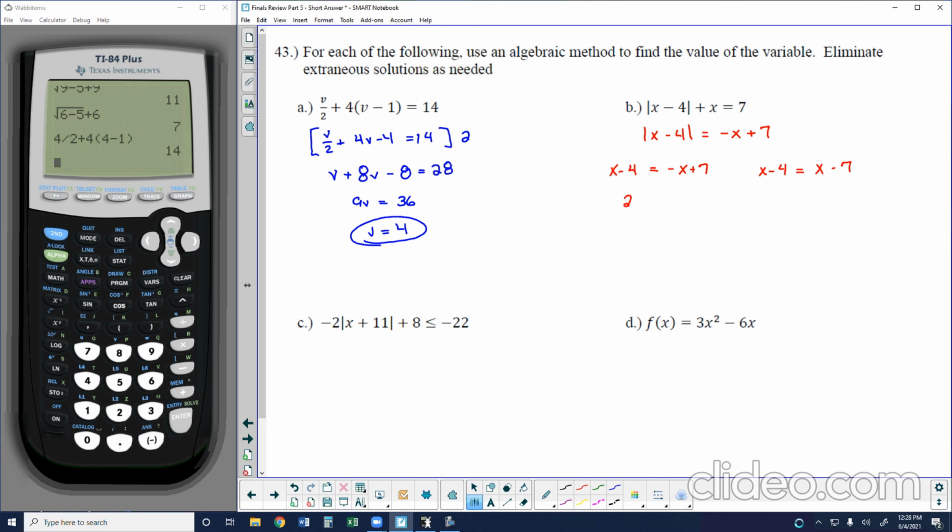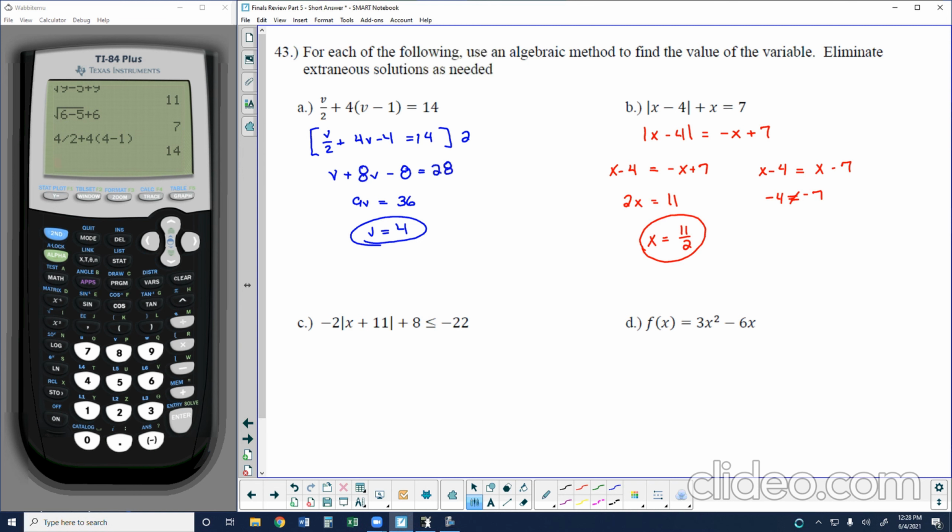So on the left, I'm going to add x to both sides and add 4 to both sides, and then dividing by 2, I would get 11 over 2. I could input this answer into the equation, and I would see that 11 over 2 is a correct solution. My second case, if I go ahead and subtract x's from both sides, I would get negative 4 is equal to negative 7, which we know is not true, and so this case would give me no solution.